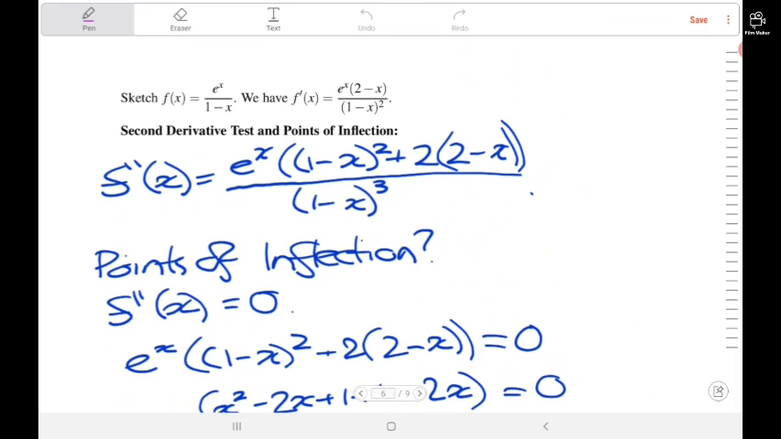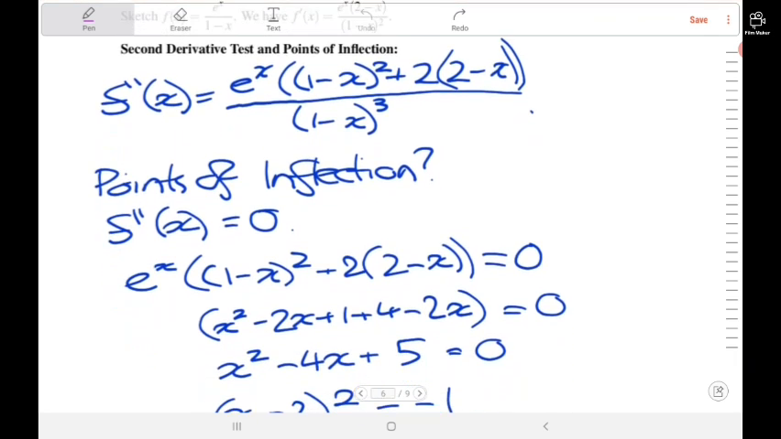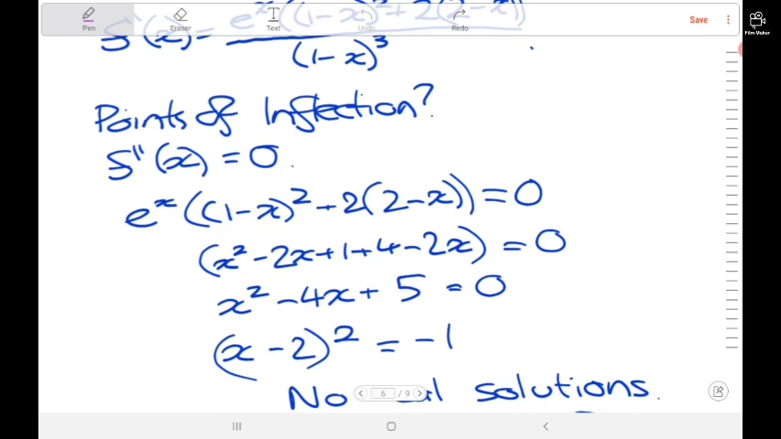So, first question, are there any points of inflection? Are there any points aside from our vertical asymptote where the concavity might change? So that would occur if the second derivative is equal to 0. And we have the product of two factors here. So we have e to the power of x multiplied by this polynomial.